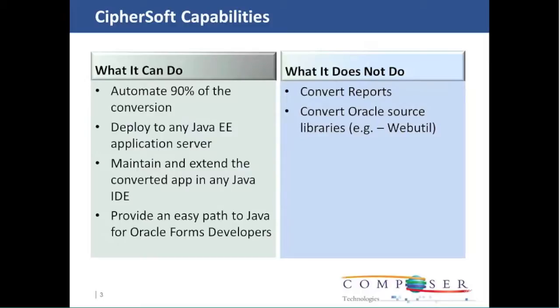With Composer CipherSoft, you can migrate the entire Oracle Forms application to Java with a browser-based presentation layer. Much of the conversion is automated, but there are some items that are not converted automatically due to environmental differences between Oracle Forms and a three-tier Java enterprise architecture. As part of the tool, there is an analyzer utility which will flag these differences so the time and effort to complete the migration can be estimated.